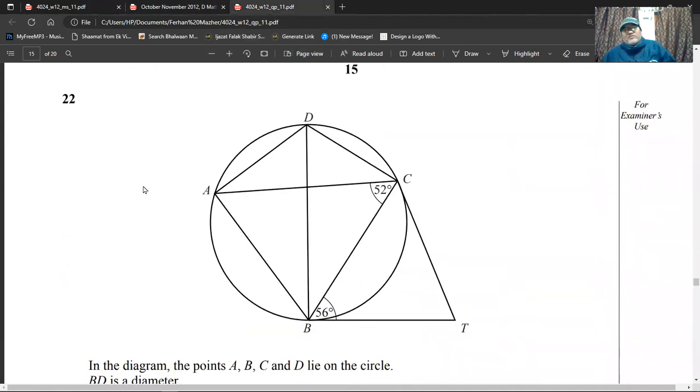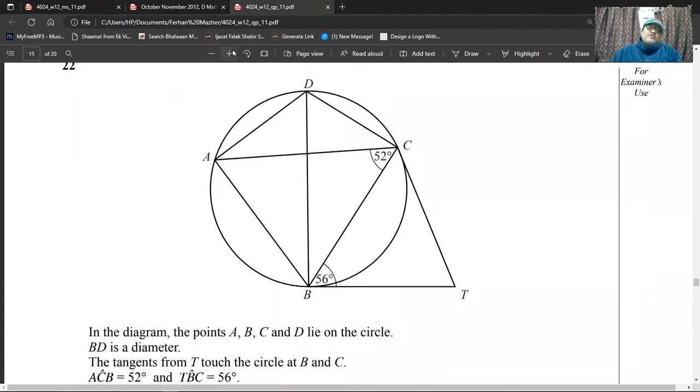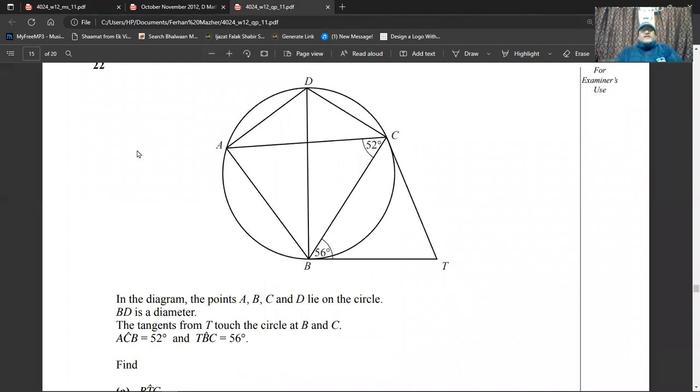Okay, so now question number 22. This question is on circle properties. He says, in the diagram, the points A, B, C, and D lie on the circle. BD is a diameter. So this is basically a diameter. So this angle here will be 90 degrees, right angle in the semicircle. This angle DAB will also be 90 degrees because that's the right angle in the semicircle.